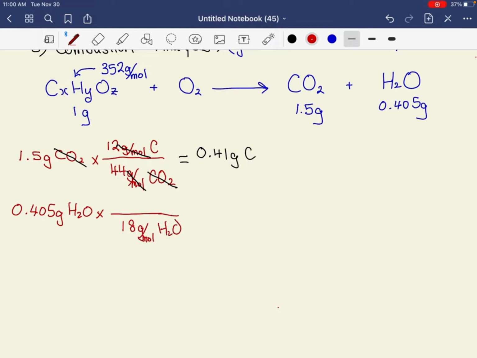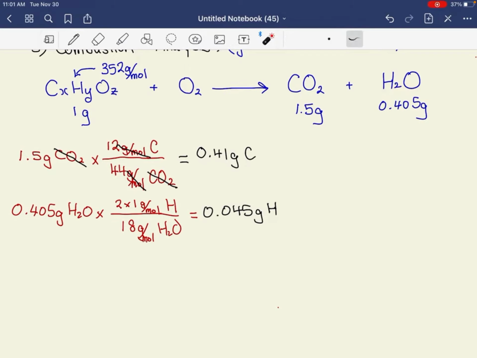So let's do the same thing. The molar mass here, of course, is 2 times 1 gram per mole of hydrogen over 18 grams per mole of water. So remember, there's one carbon earlier, but there's 2 hydrogen in water. That's why we multiply by 2. All right, let's cross out some units. Grams per mole and grams per mole cancel. Water and water cancel, so you're left with grams of H. So if you do the math, that is just 0.045 grams of H.